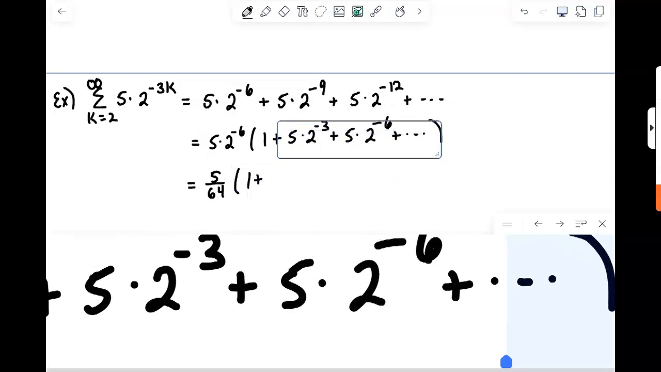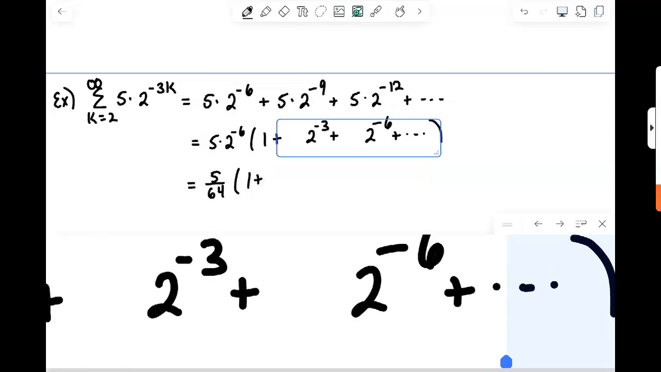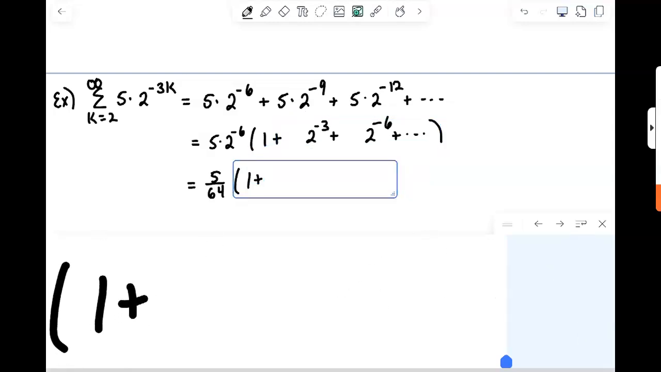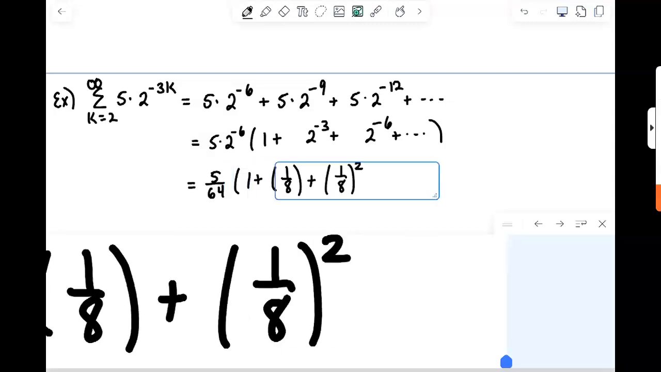oh, you know what? I'm sorry. Those 5s are no longer in there. That was a mistake on my part there. I should have kept those 5s in there. Not sure how I wrote those down in there. So 2 to the negative 3rd is just 1/8. 2 to the negative 6th is just 2 to the negative 3rd squared. 1/8 squared, and so on.